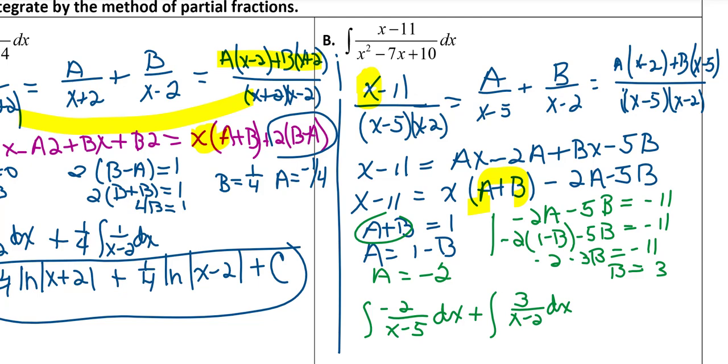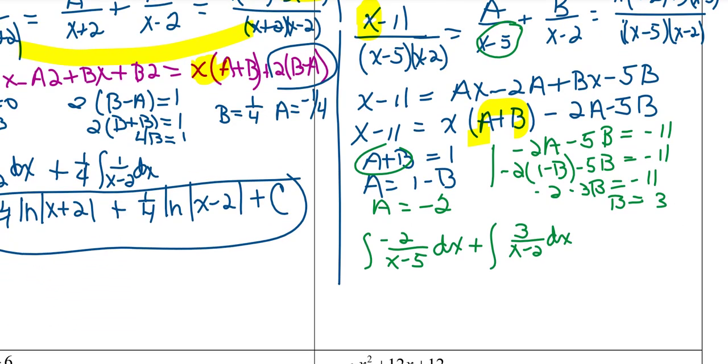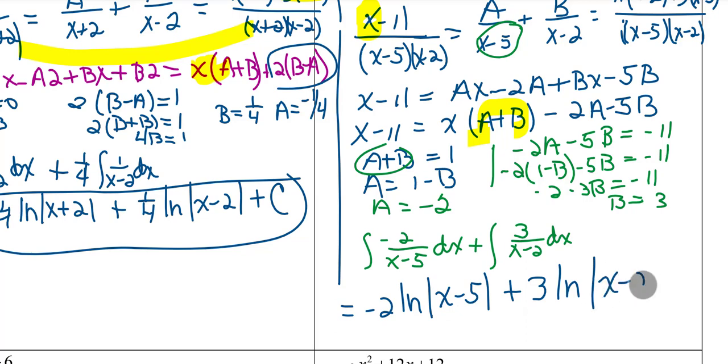You want to be careful you put the right letters back with the right linear factor, or else you won't get the correct answer. So then this becomes negative 2 ln of (x minus 5) plus 3 times ln of (x minus 2) plus C.